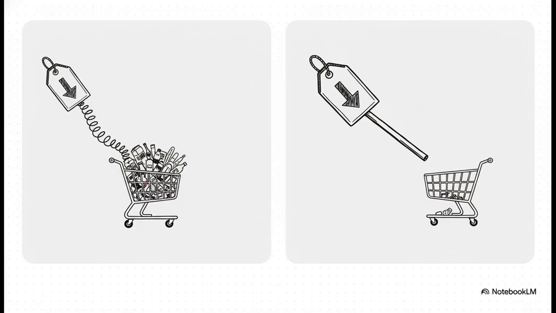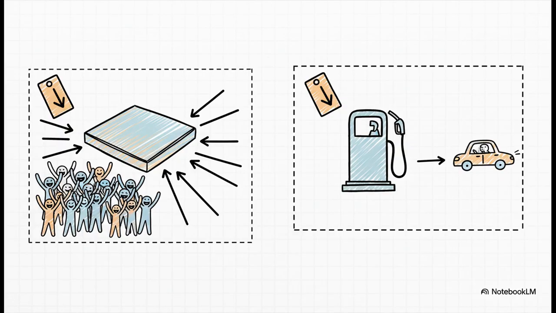On one end of this spectrum, you've got elastic goods. This is where that elasticity number is greater than 1. What that means is that even a small change in price leads to a big change in how much people buy. Then on the other end, you've got inelastic goods. Here, the elasticity is less than 1, and it means that even huge price swings don't really change consumer habits all that much.